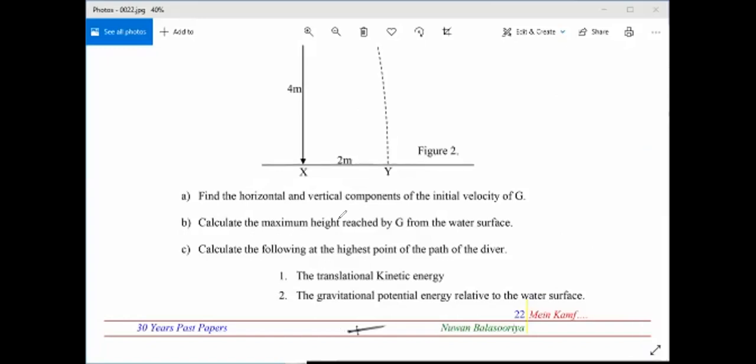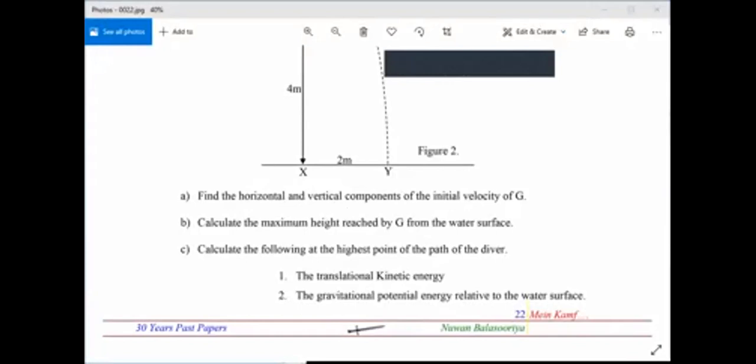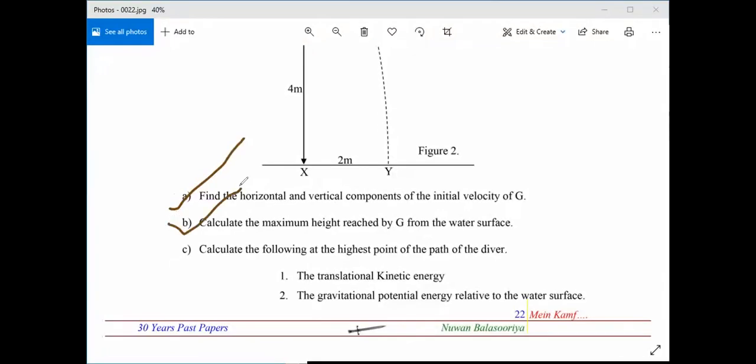So we have found the maximum height from the water surface. Unfortunately, we were disconnected. Now I think things are back to normal. Listen to me carefully. We have answered both part A and part B. Now we should try part C.